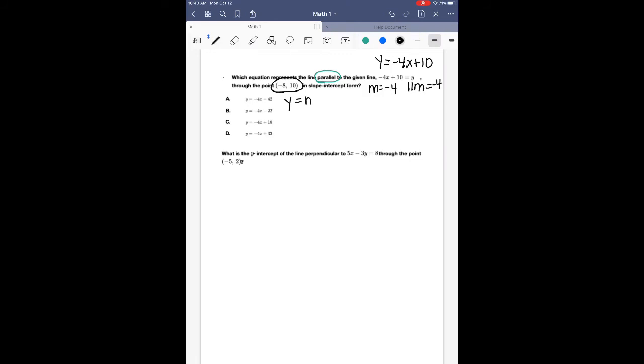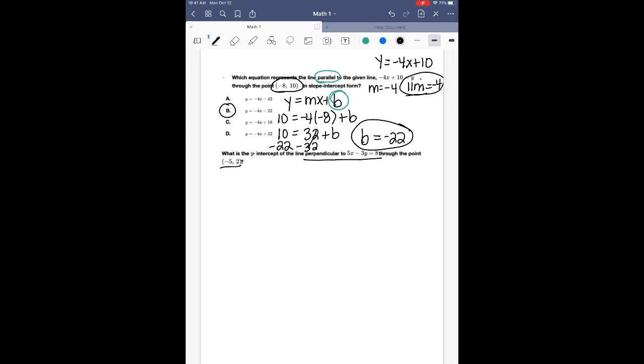So now what we're going to do is take that and plug it into our equation. So we have 10 equals -4 plus -8, and we're trying to find that b value. So we're trying to find our b in this problem. So we have 10 equals 32 plus b, and we would subtract 32. Well, 10 minus 32 is going to give me -22. So we have our b, our parallel slope, which makes the answer b here.